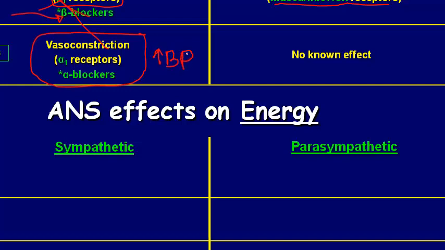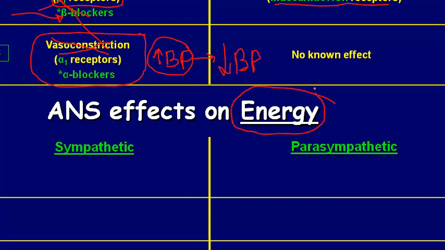Now again, this is important clinically because we have what's called alpha blockers. Alpha blockers block these alpha-1 receptors. So if you block vasoconstriction, you vasodilate, and instead of increasing blood pressure, you will decrease blood pressure. So a lot of our blood pressure medications act by blocking these alpha receptors, which would ultimately help lower blood pressure.